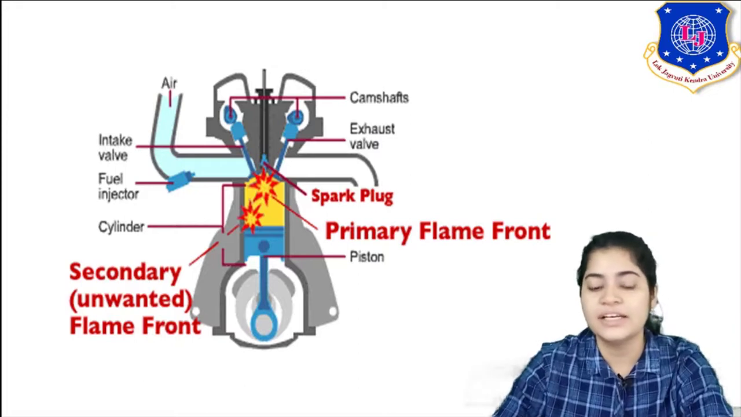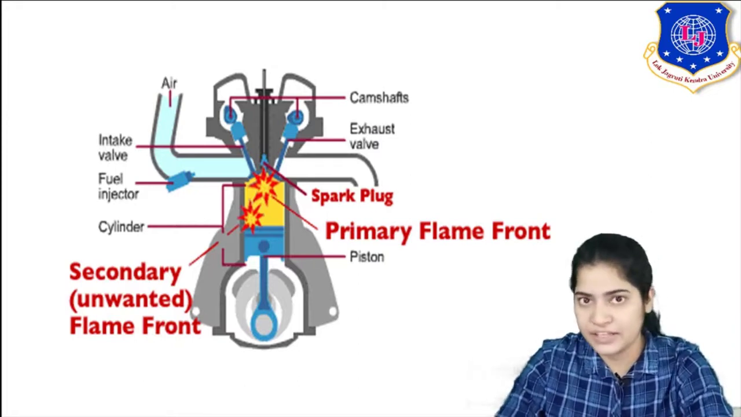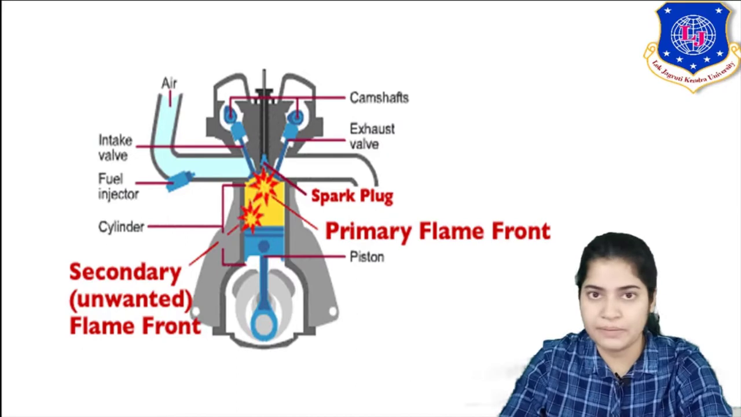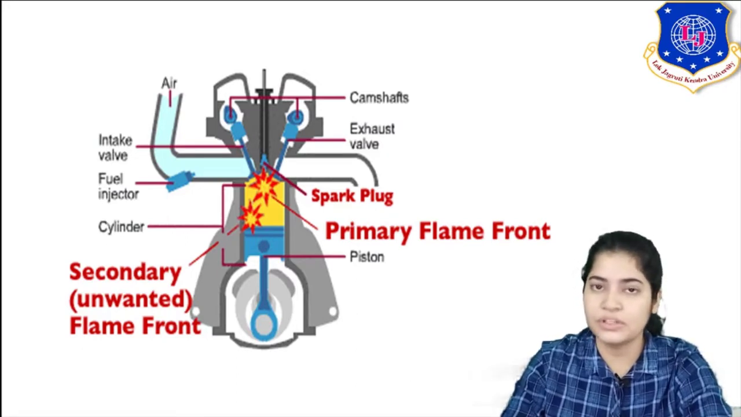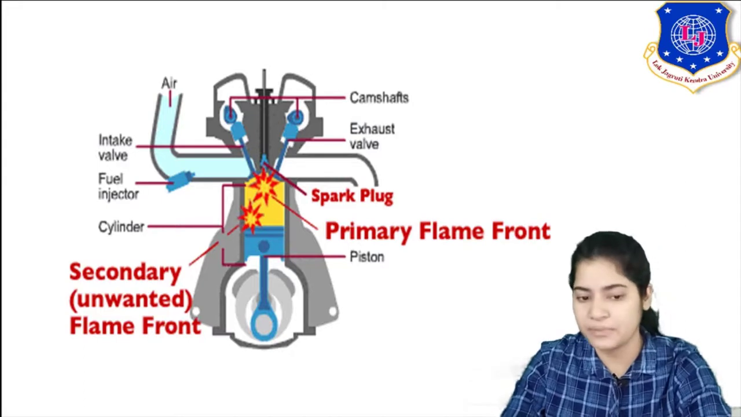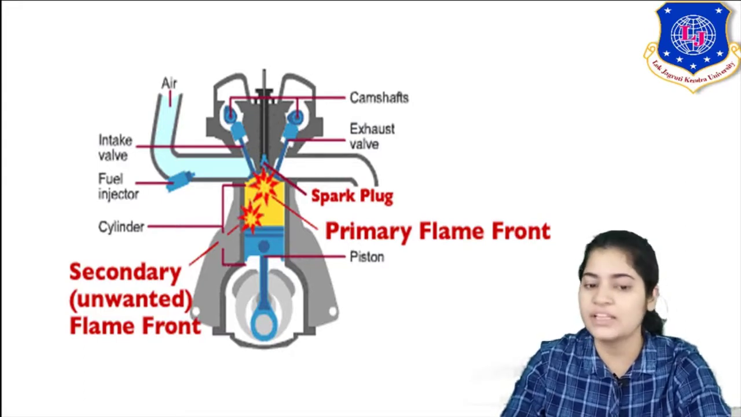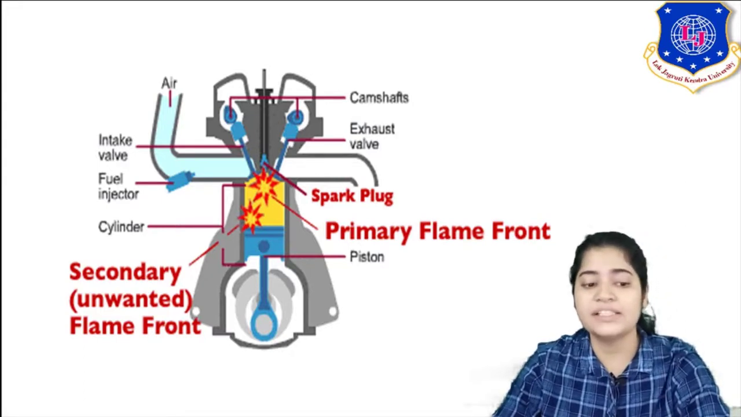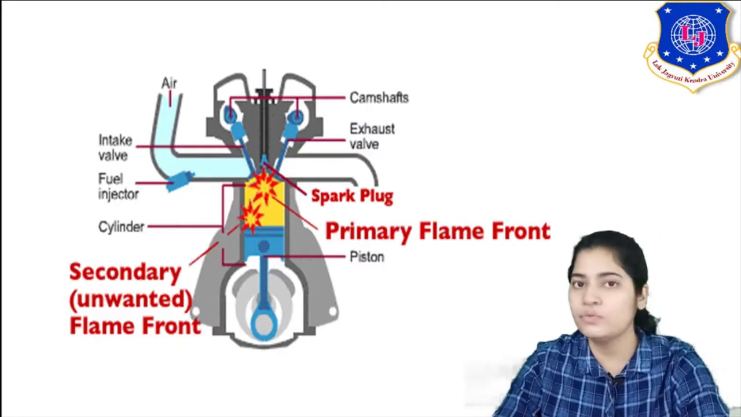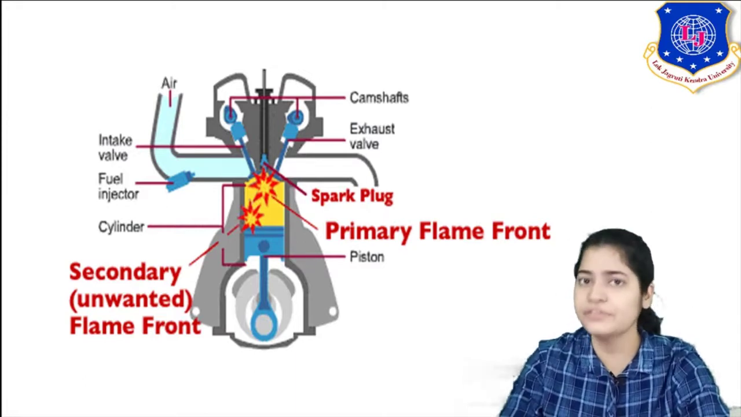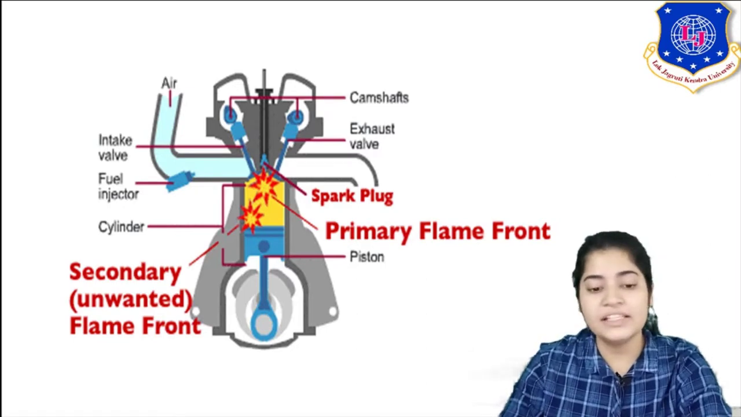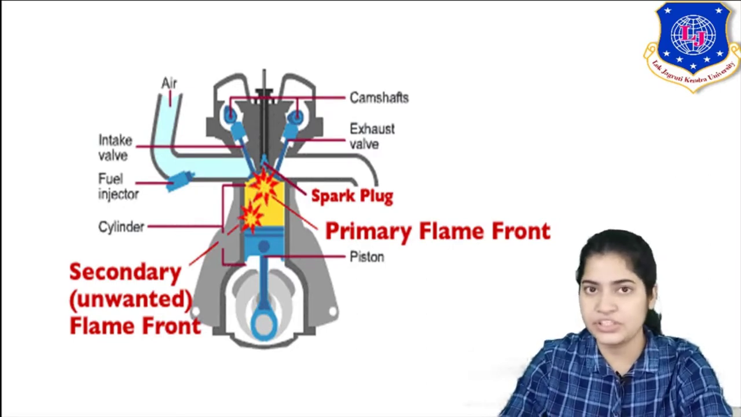So you can see the primary flame front is where your combustion should take place. Your spark plug acts as an ignition source, and then combustion takes place. But see, the secondary flame front is the unwanted flame that takes place when the flammable mixture is compressed. Because of compression, temperature and pressure increase, right? And the deposits which are there in your combustion chamber, what happens?